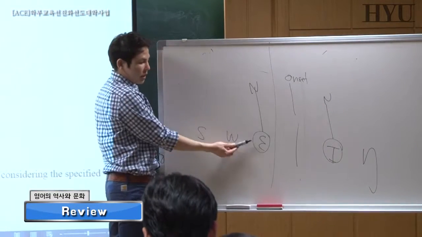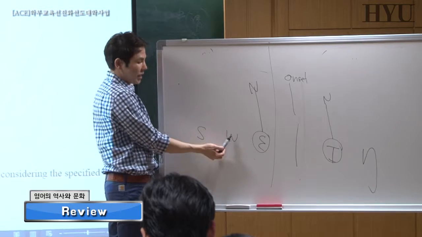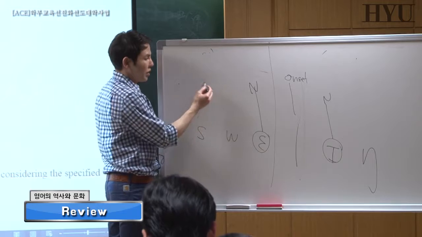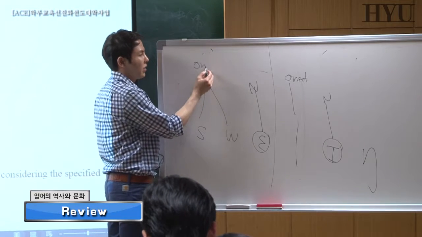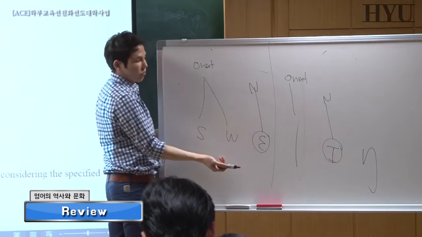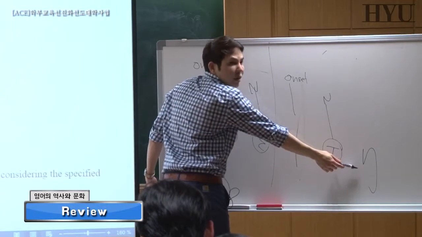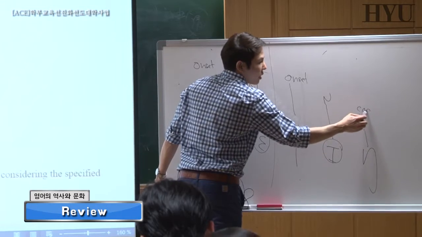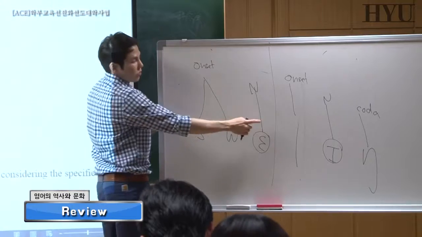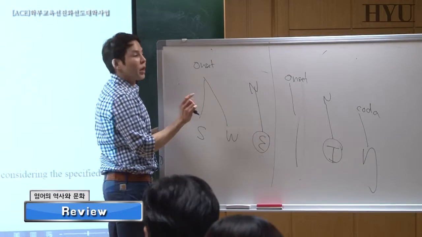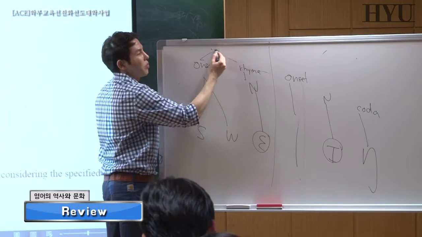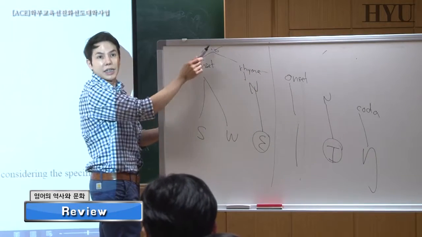Now look to the left of the other nucleus. We have SW, which could be one cluster. So SW is the onset of this first syllable. And then we are pretty much done, right? Whatever is left is the coda. So for the first syllable, there's no coda. So that's the rhyme part. The rhyme plus the onset is the syllable.